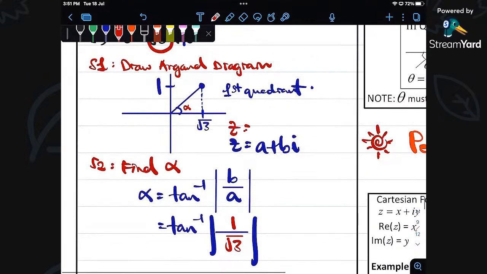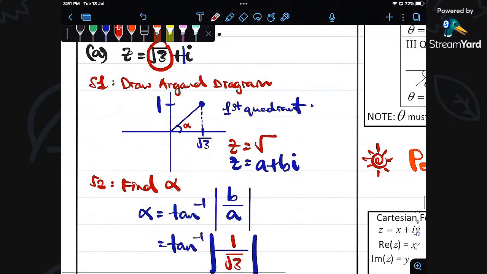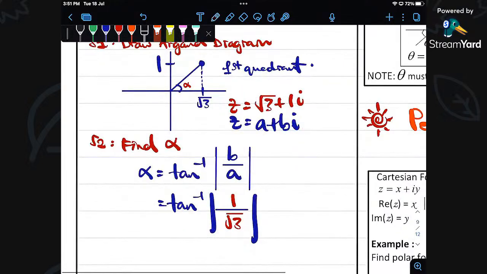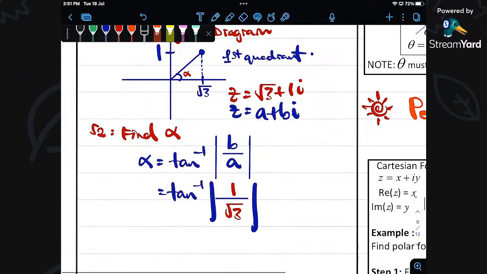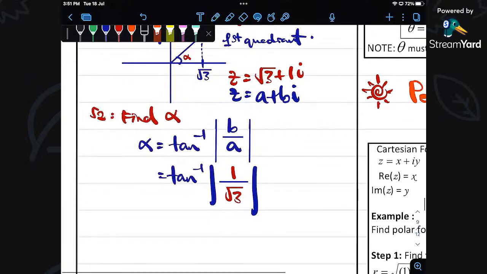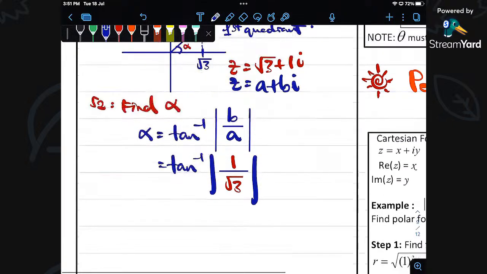Okay, so you refer back your question. Your question is square root of 3 plus 1i. So make sure you faham bahawa A dia adalah square root 3. And then the B here is 1. So you just follow dulu. Follow the formula first. I will explain in the tutorial class kenapa formula ini begini. So just for now, you use it.